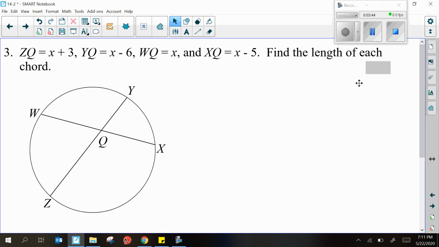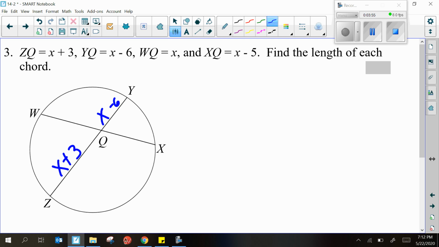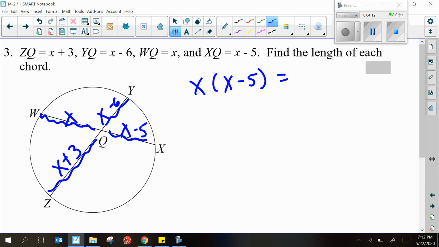I can make these a little more fun, a little more interesting. So I have ZQ is x plus 3, YQ is x minus 6, WQ is x, and XQ is x minus 5. So I have two chords that are intersecting at Q, so I'm going ahead and saying x times x minus 5 equals x plus 3 times x minus 6. So x squared minus 5x.